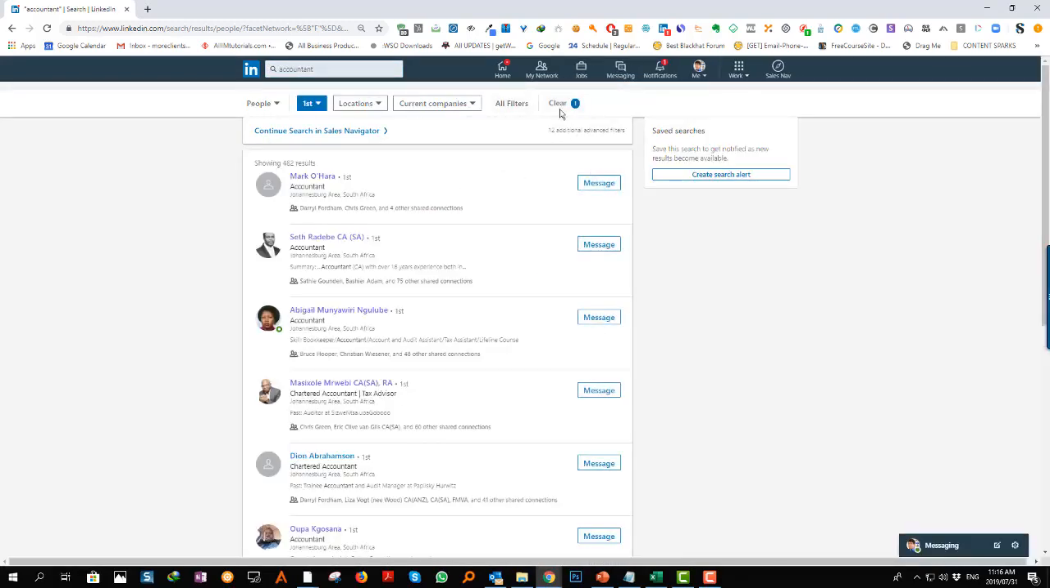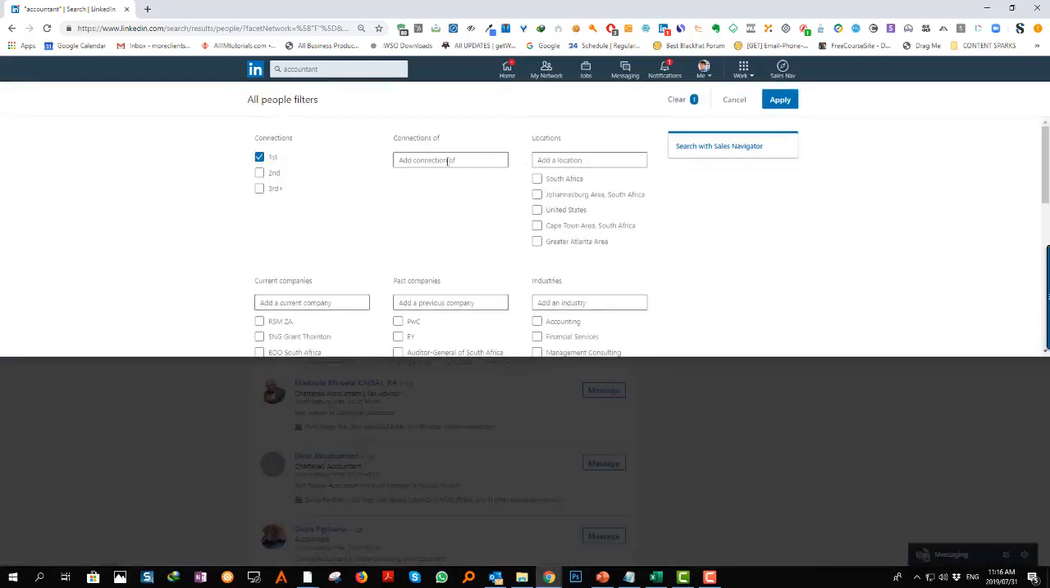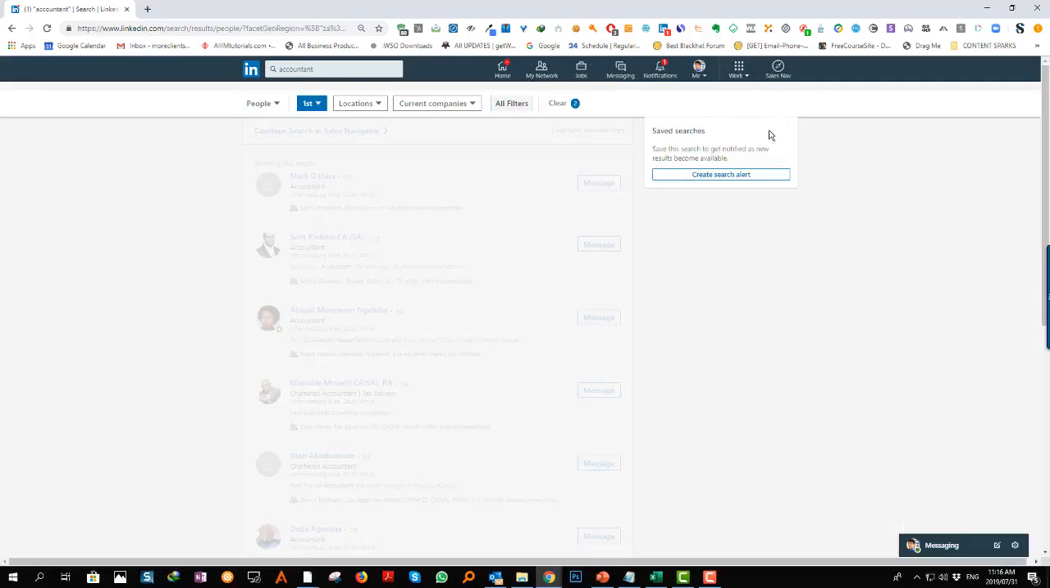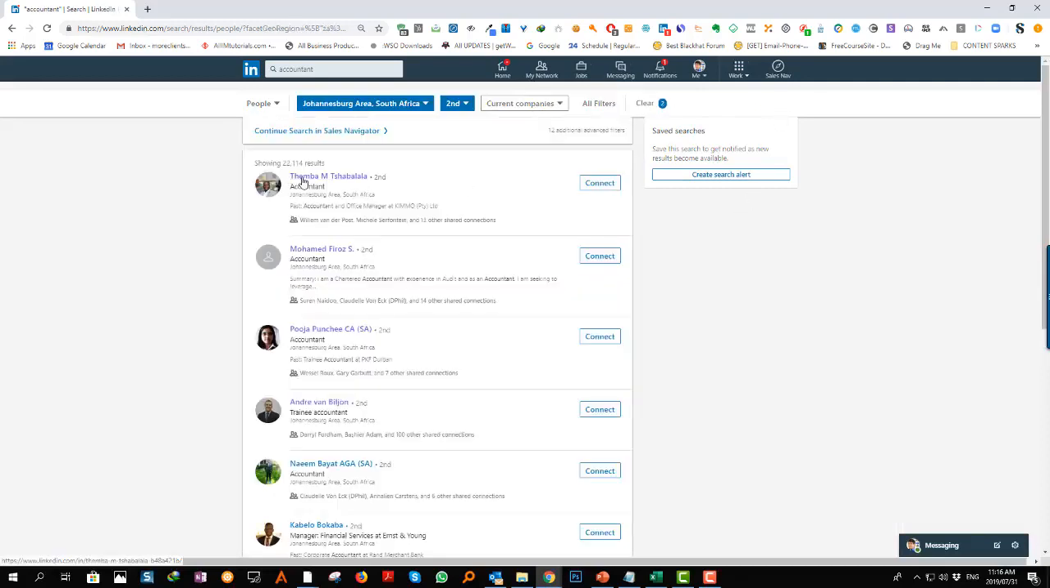We are going to, in our filters, we don't want first level connections, we want second level connections, and let's just say Johannesburg for the moment. Okay, and we're going to apply that, and as we have seen, we've got these 22,000 results. So the goal now would really literally be to use the information that you've got here and try to make the best decisions that you can.